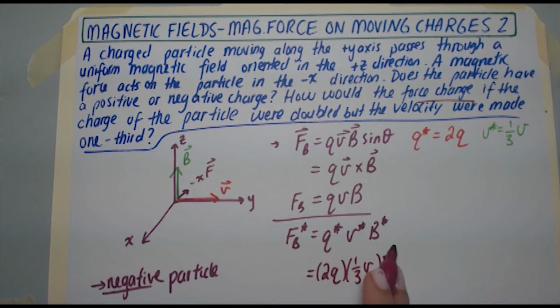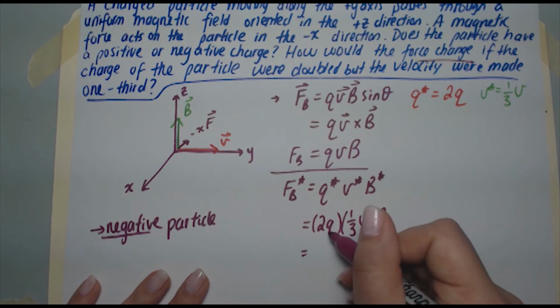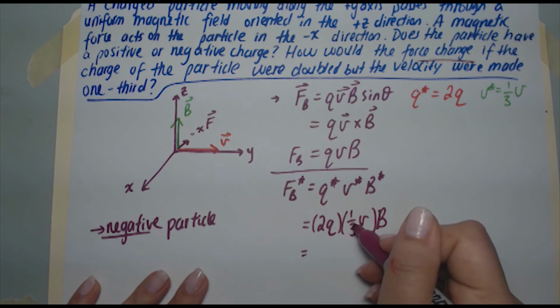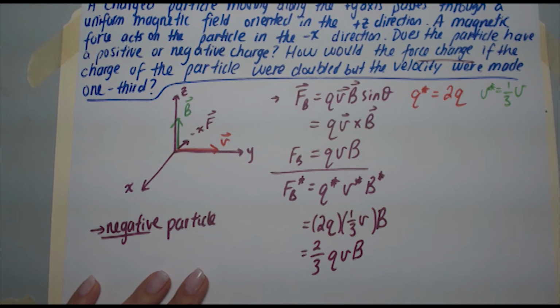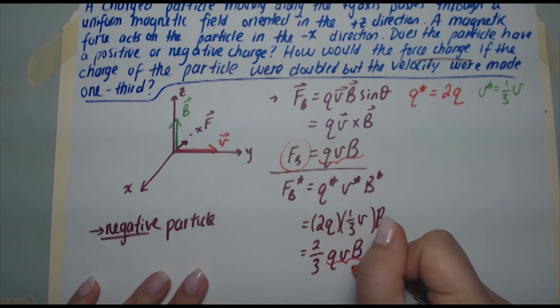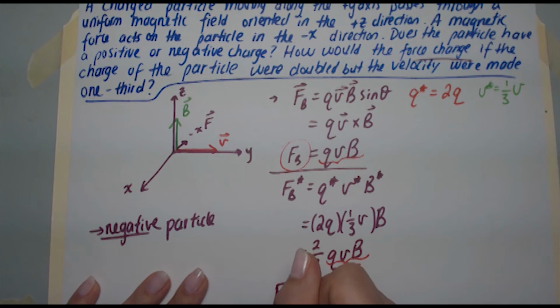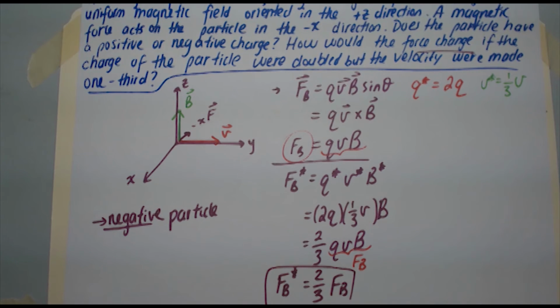Now everything's linear here, everything's to the power 1. So really, as I multiply this through, 2Q times 1/3 V, the 2 and the third can come out in front, becoming 2/3 QVB. Well, take a look at that. QVB is right up here, that's the original FB. So QVB is FB, so really FB star is equal to 2/3 of FB. So the force becomes 2/3 of the original force. And that's how you solve these manipulation of equation problems.